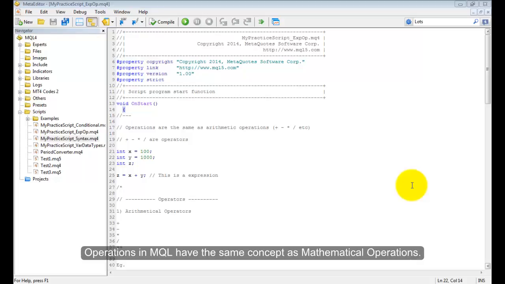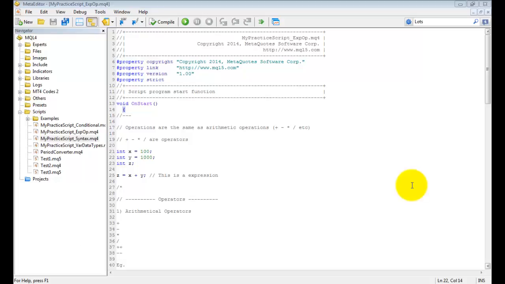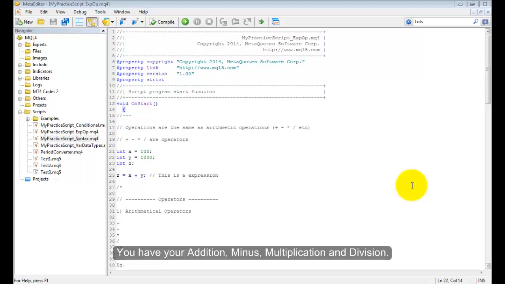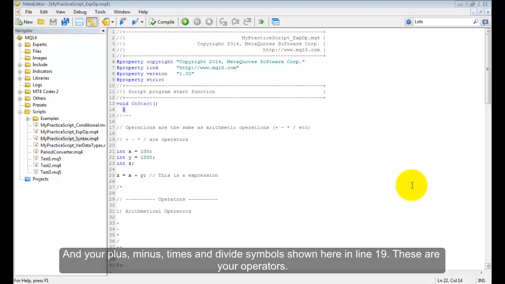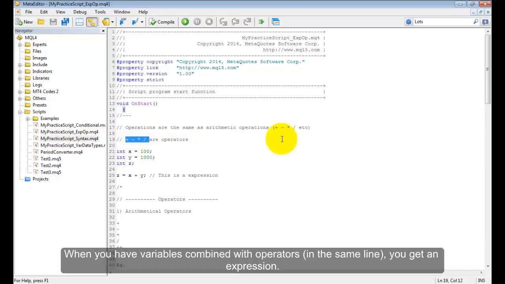Operations in MQL has the same concept as mathematical operations. You have your plus, minus, multiplication and division, and your plus minus times divide symbol shown here in line 19. So these are your operators. And when you have variables combined with operators, you have an expression.